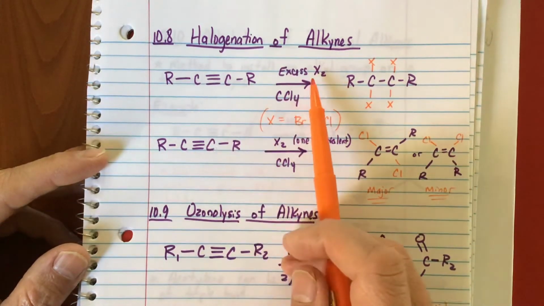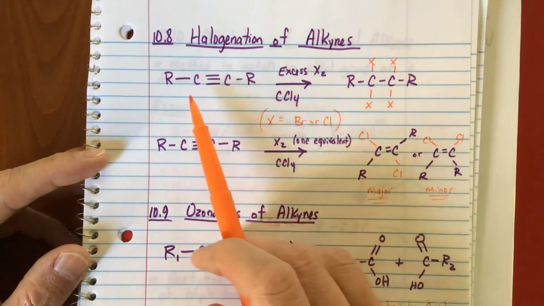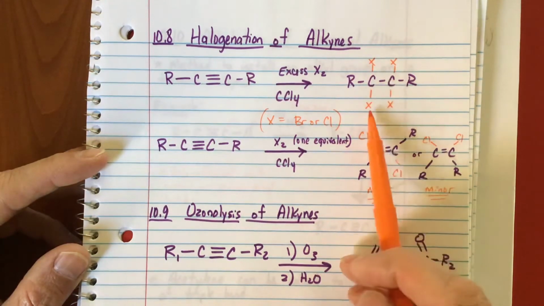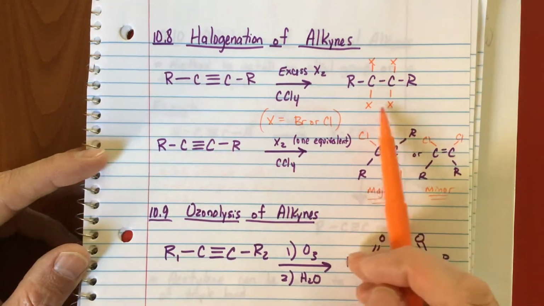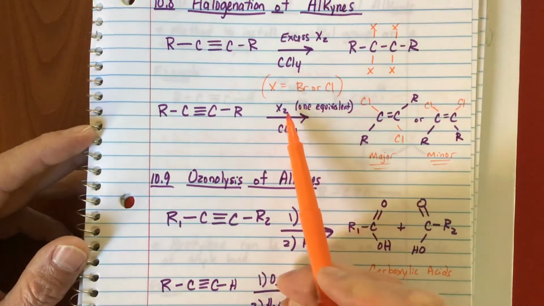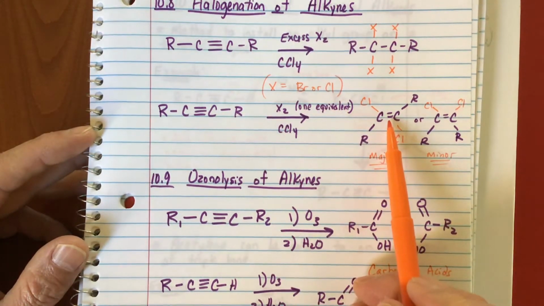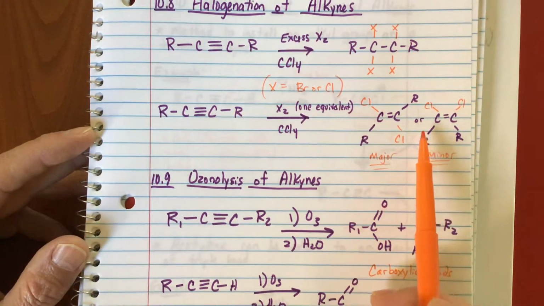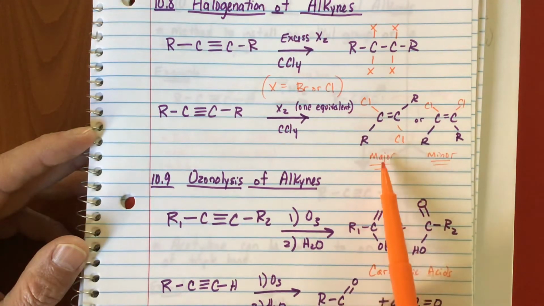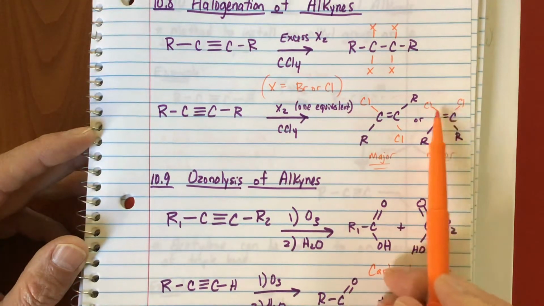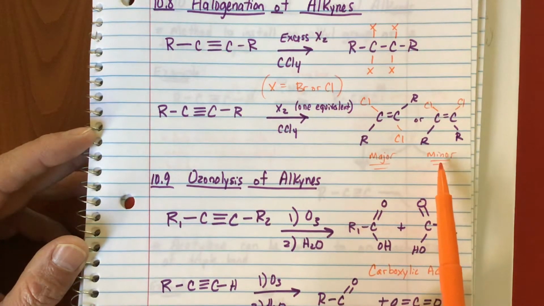So if we do it with excess chlorine or bromine, then you're going to get a tetra-substituted alkane, with all of these being chlorines or bromines. But if you do it with only one equivalent, or one molecule, of chlorine or bromine, you're going to end up with still a pi bond. So you're going to take your alkyne and turn it into an alkene, and you're going to get a mixture of products here. You're going to get either the trans, which would be the major product, or the cis product, where both chlorines are on the same side of the pi bond, which will be your minor product.